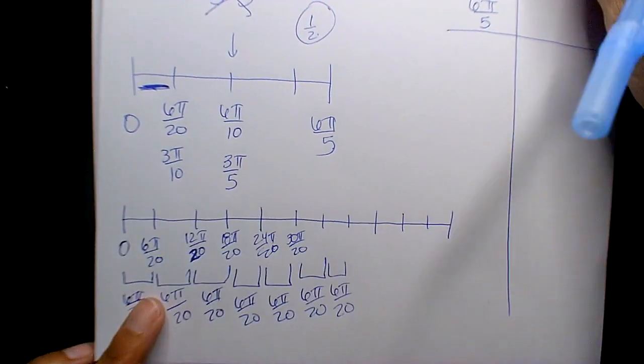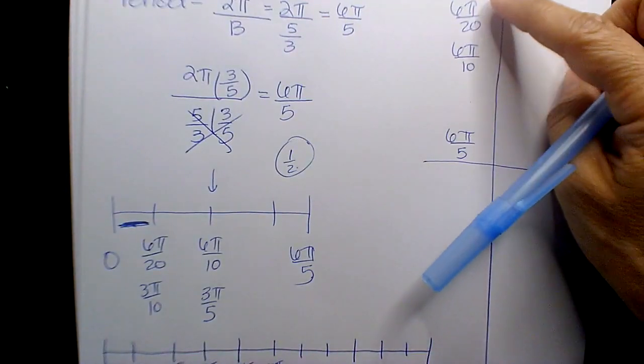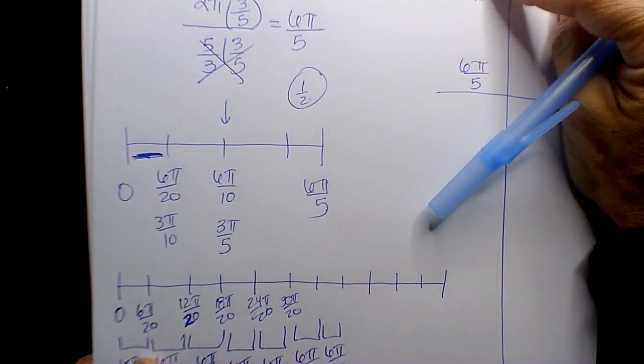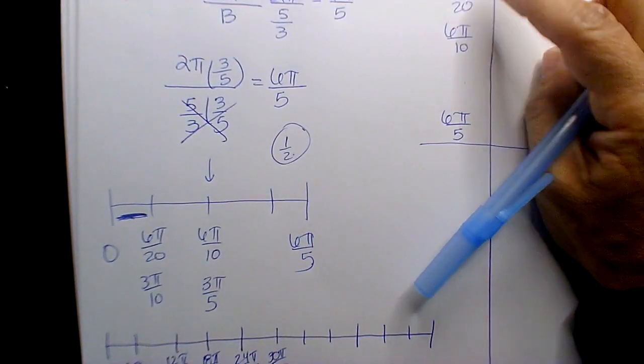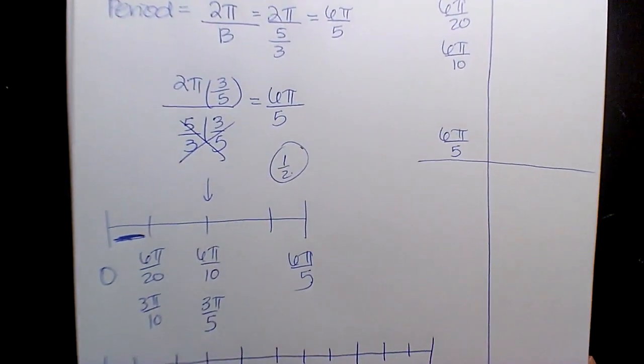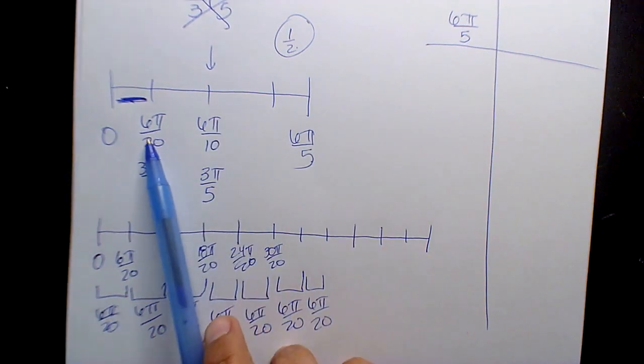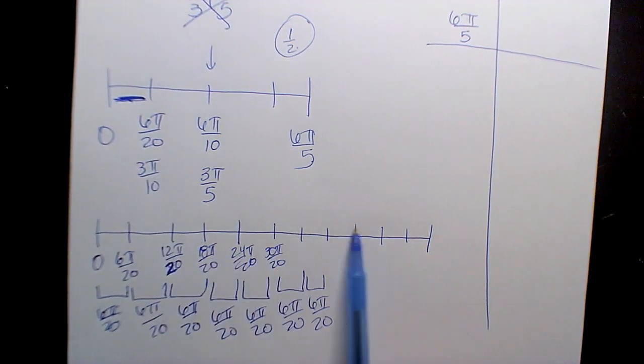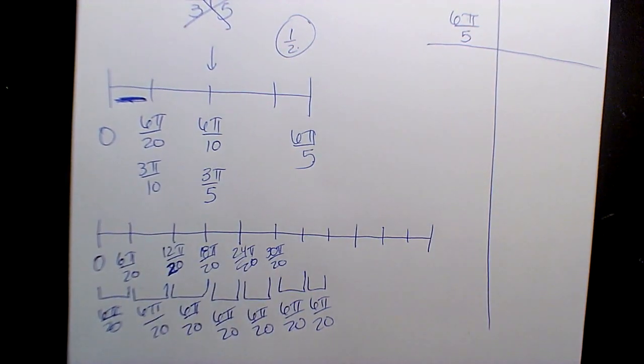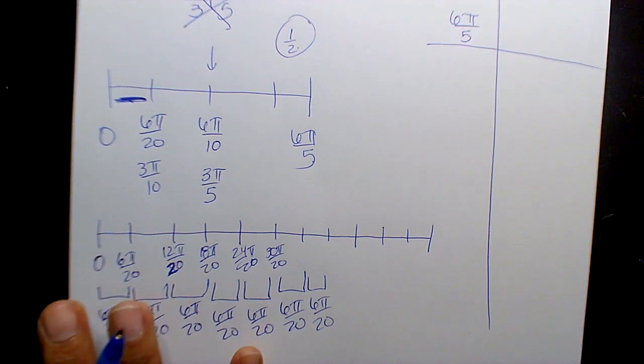So you could build your table and do that: 0, 6 pi over 20, 12 pi over 20, 18 pi over 20. You could do them 14 times. It was just a fractions quiz. You need to know one half, you need to know how to reciprocal, and you need to know how to cut. Because once you find the first quarter, you're just adding it up. This is the simplest way to do it.